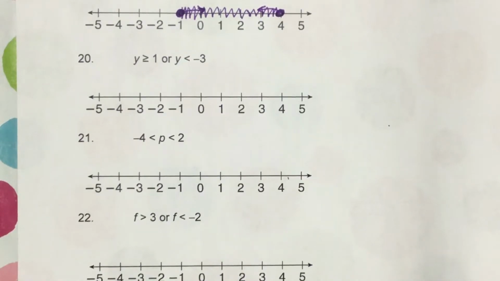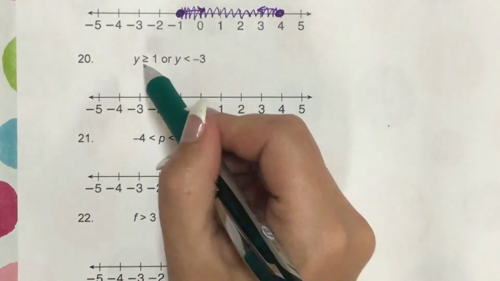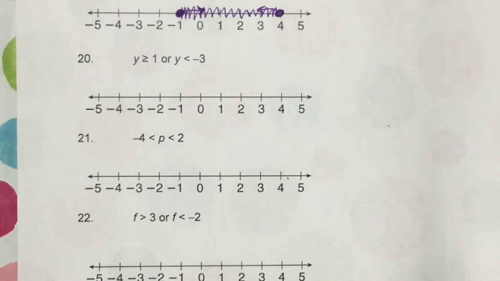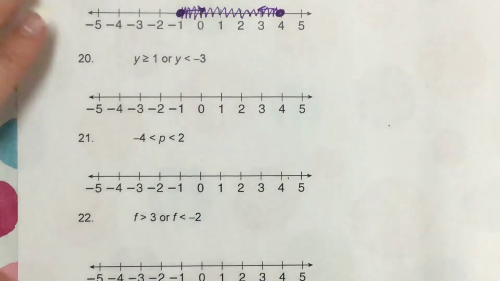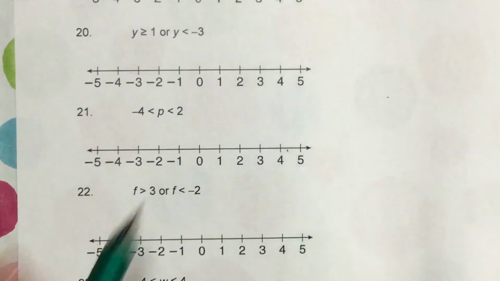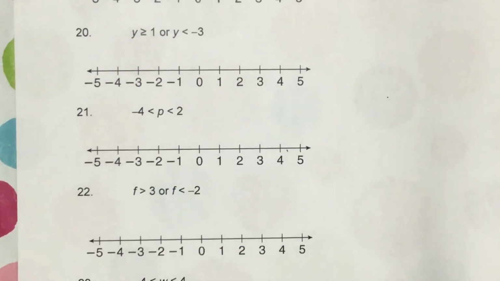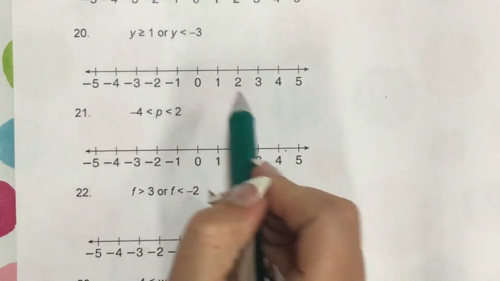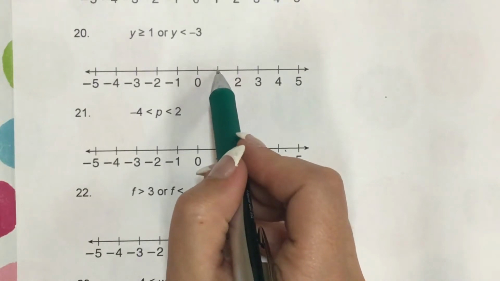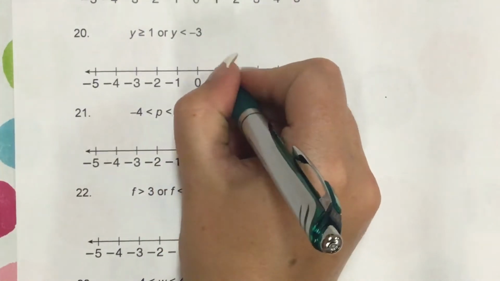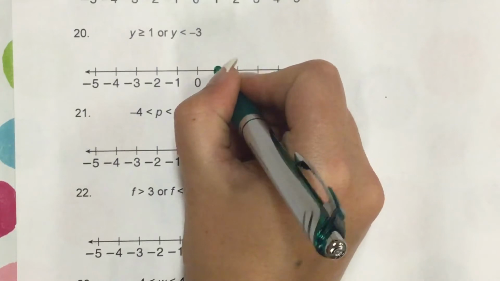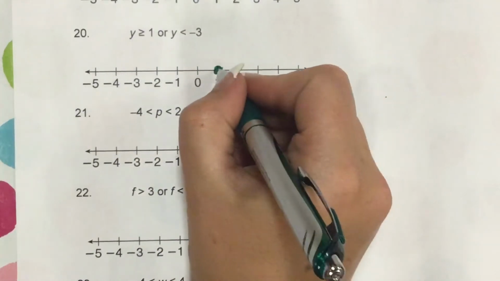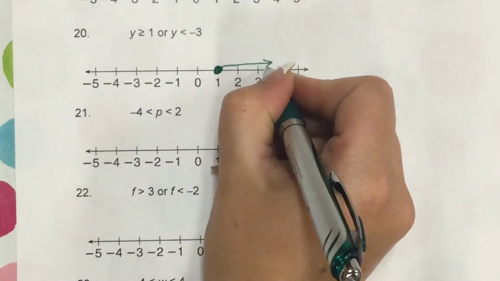Okay, let's see how you did on 20. So we're going to graph this compound inequality right here. The first part is y is greater than or equal to 1. So I'm going to go to 1. It's greater than or equal to, so since it's equal, it's going to be a closed circle. And y is greater than 1, so things that are greater than 1 are this way.